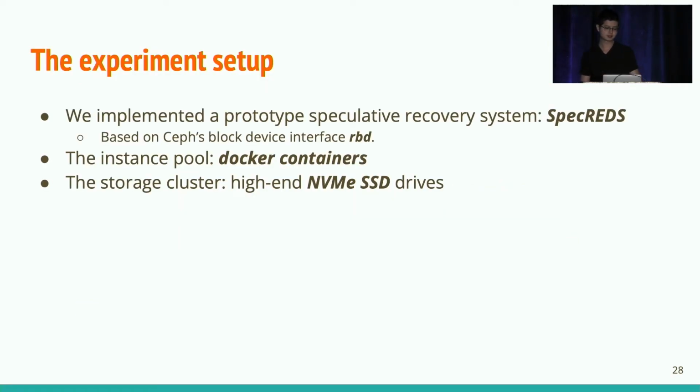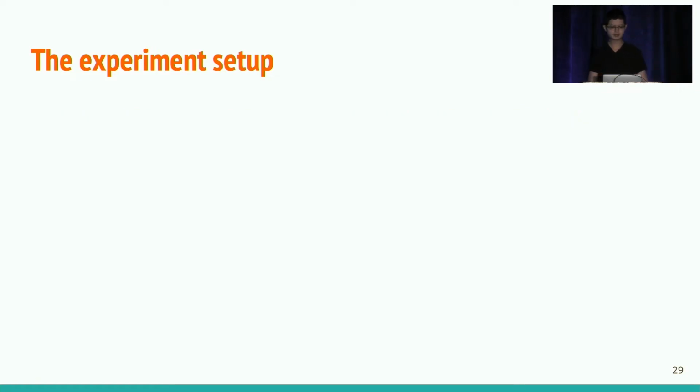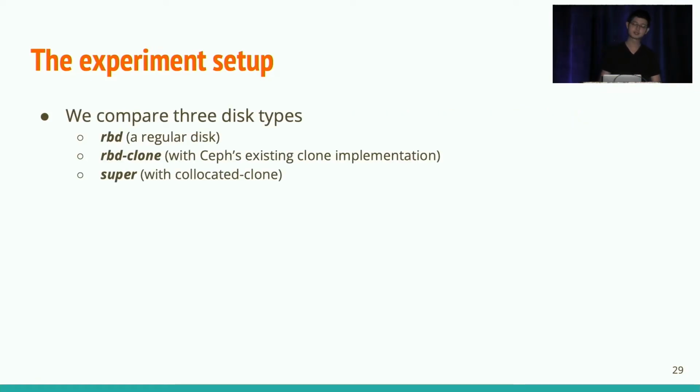We implemented a prototype speculative recovery system called SpecReds based on Ceph's block interface called RBD. We used Docker containers for the instance pool and NVMe SSDs for the storage cluster. First, to show that co-located clone achieves close to normal I/O performance, we compare three types of disks: a regular RBD disk, a clone disk with Ceph's existing clone implementation, and a clone disk with co-located clone for super.